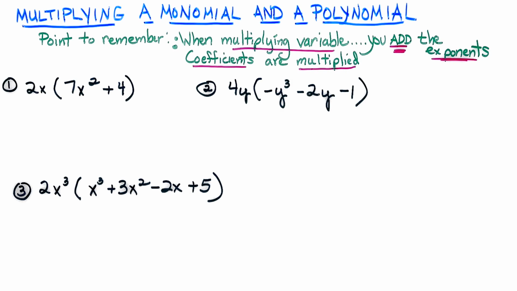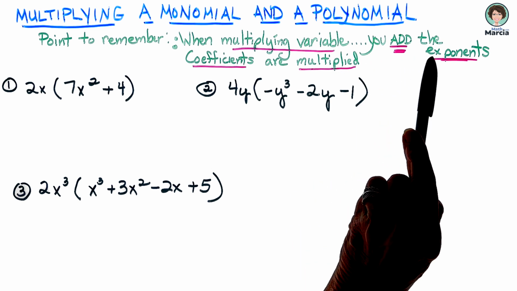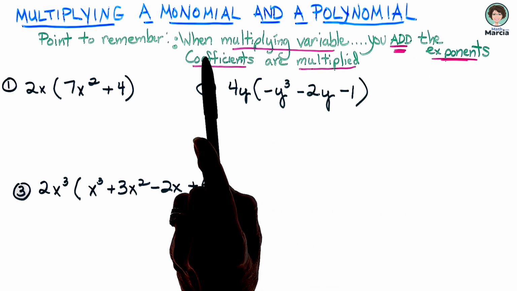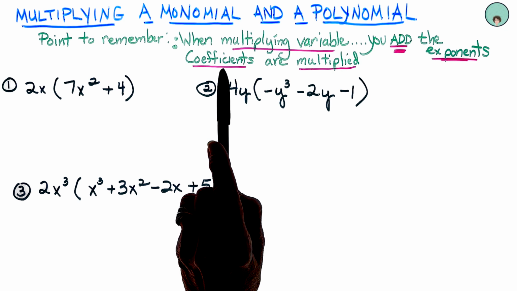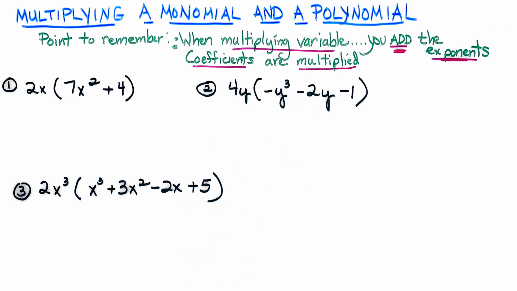For this lesson, we will be multiplying a monomial and a polynomial. So points to remember, when multiplying variables, you add the exponents. And then with the coefficients that are in front of the variables, they are always multiplied. So let's look at the first problem.